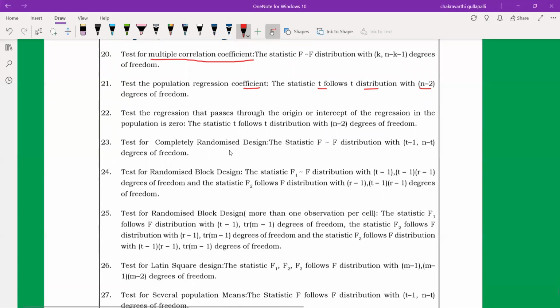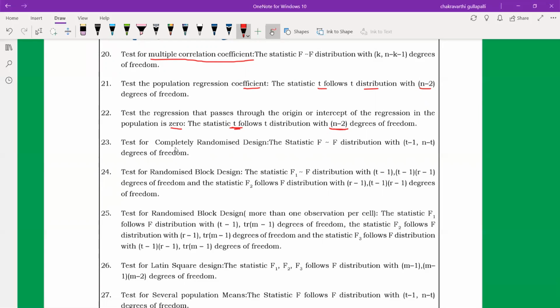Direct questions: test whether the regression passes through the origin, or the intercept of the regression in the population is 0. In this case, we have to use the t test. t follows a t distribution with n minus 2 degrees of freedom. The underlined sentence is very, very important.